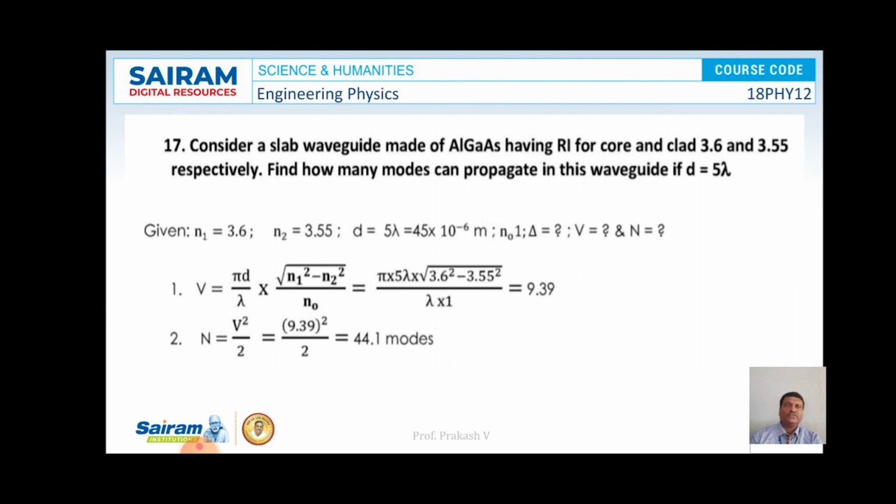We know that V is equal to pi d by lambda into square root of (N1 square minus N2 square) by N0. So substitute the value of d here and also lambda. So we get the value of V is equal to 9.39. Further, the value of N is given by V square by 2, that is nothing but 9.39 whole square by 2. So if we calculate, the value of N becomes 44.1. Okay, that is the number of modes.